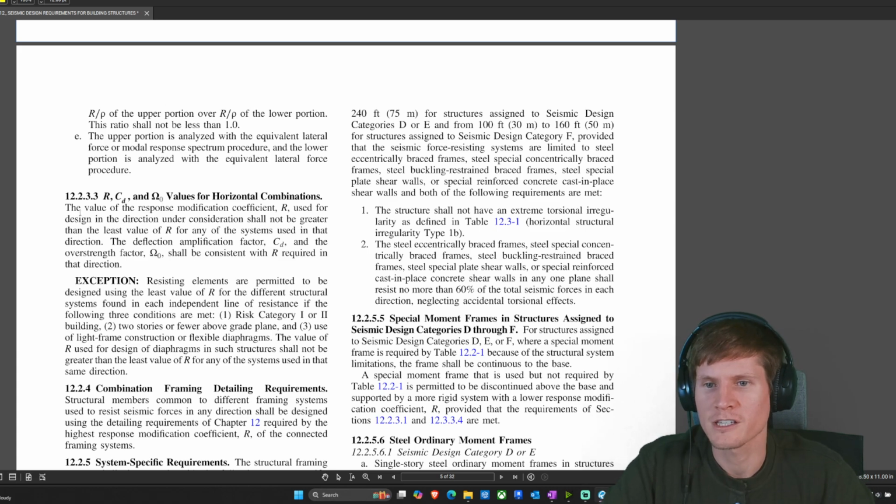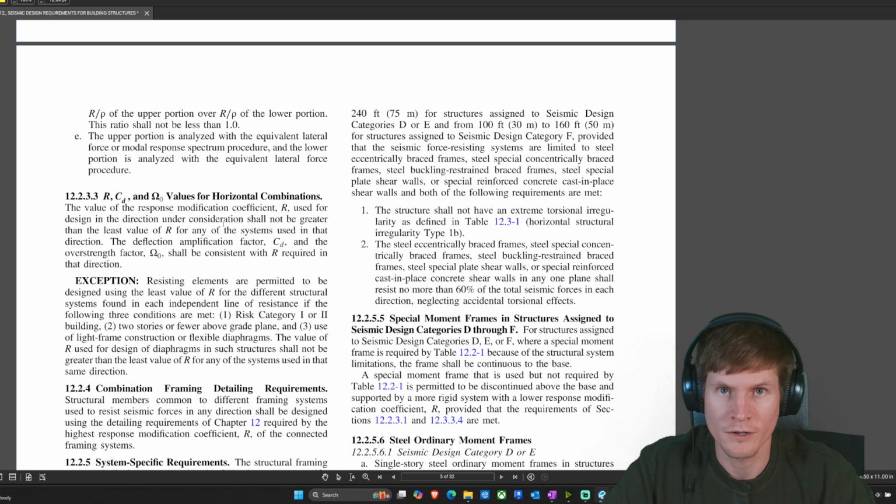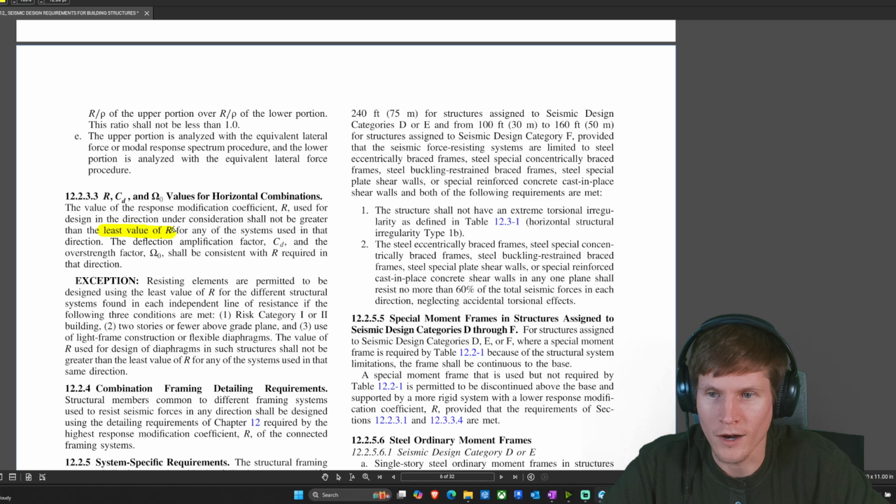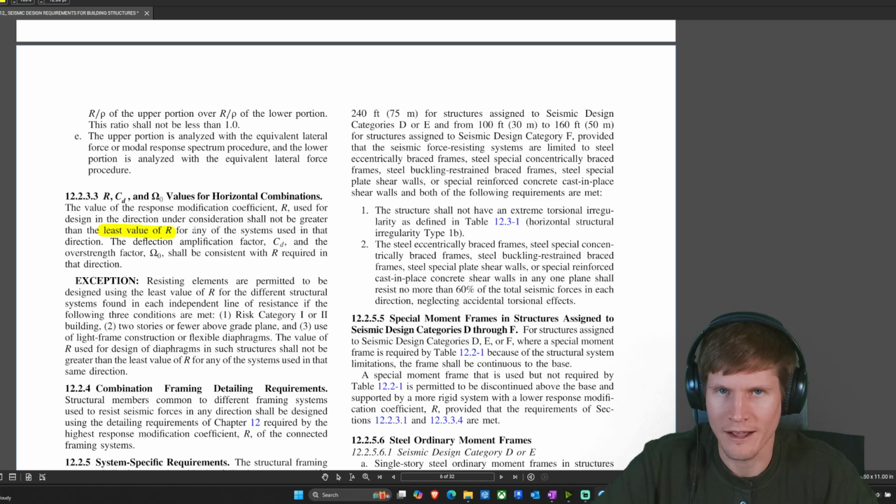The value of the response modification coefficient R used for design in the direction under consideration shall not be greater than the least value of R for any of the systems used in that direction. So again, the value of R for the moment frames, maybe around the perimeter, and then the core on the inside for the shear walls of an R of 5, you need to use the least value of R. It spits it out to you right there. You don't have to back out in your brain like I just did prior.